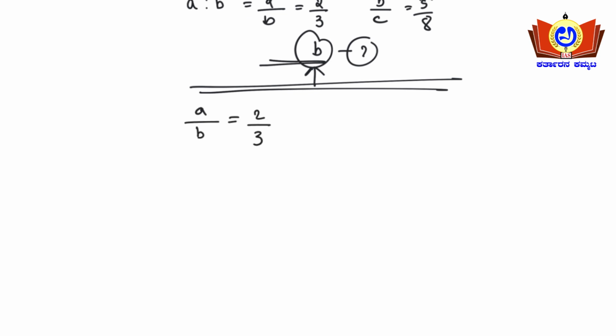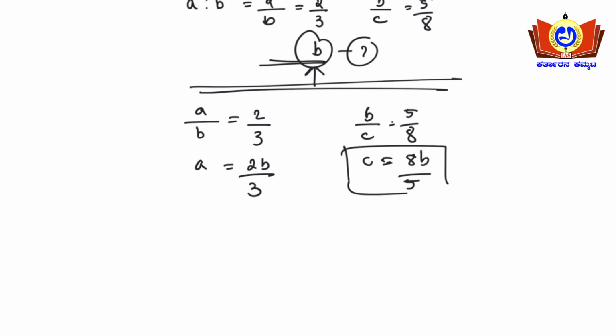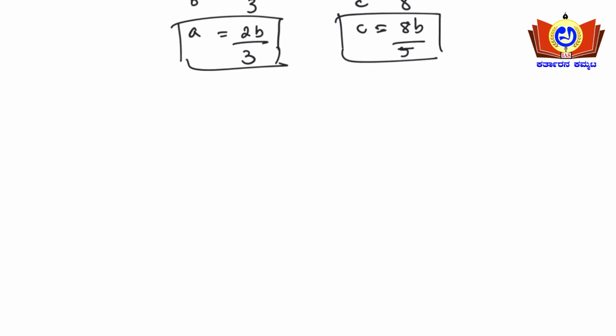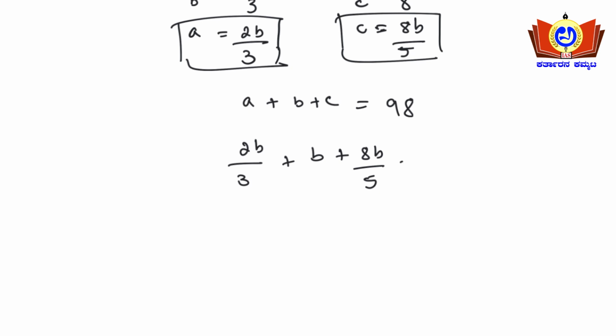is 2 upon 3, right? So relative to b, a will be 2b by 3. And b by c is 5 by 8, so c will be 8b upon 5. Relative to b I have converted here. So we know that a plus b plus c is 98, right? So a is 2b by 3 plus b plus c is 8b by 5, that will be 98.